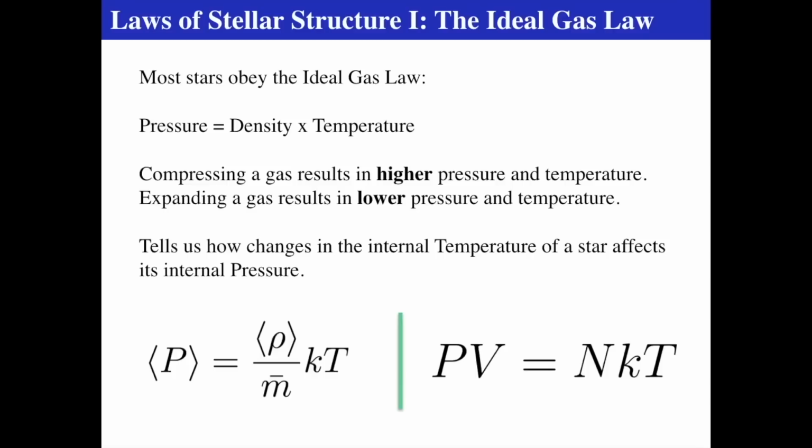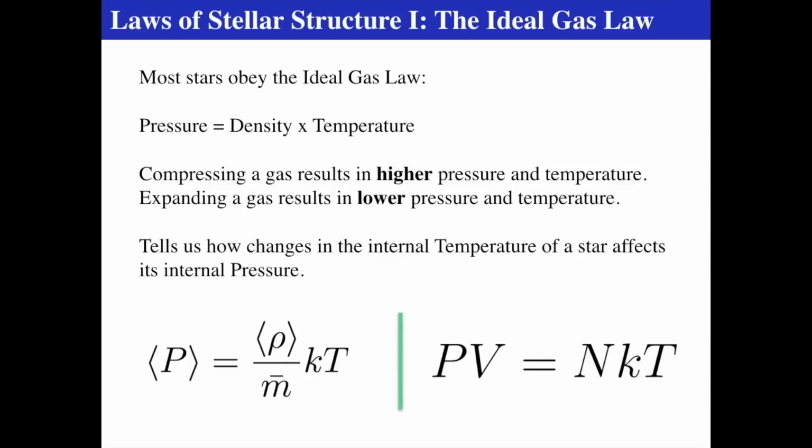So the bottom two equations are equivalent. Let's look at the left-hand one. Those brackets mean the average, or average pressure. The bracket around the rho on the right-hand side means the average density. And the little m with a hat over it, or a dash over it, means the average mass of the particles of the gas. And kT is the expression of the energy of a particular particle in the gas. So k is the Boltzmann constant and T is the temperature.